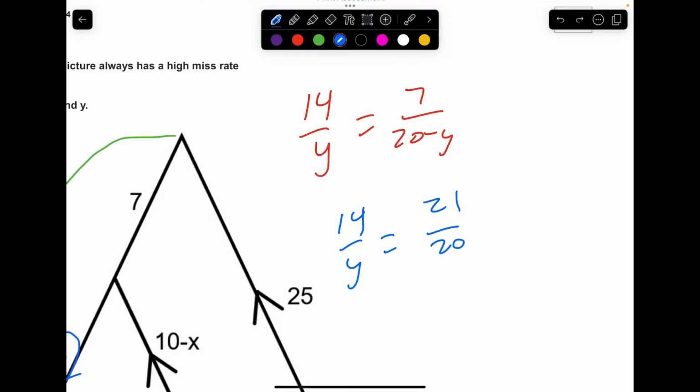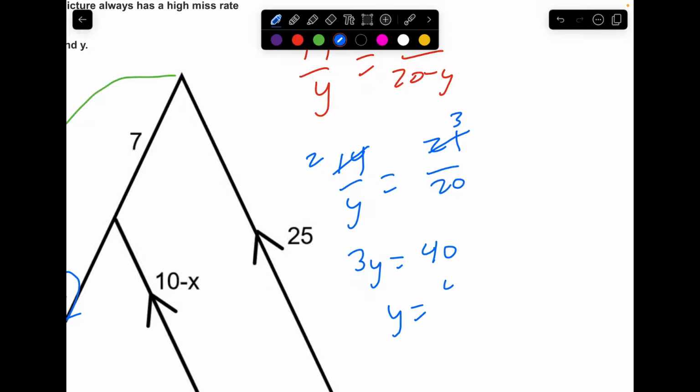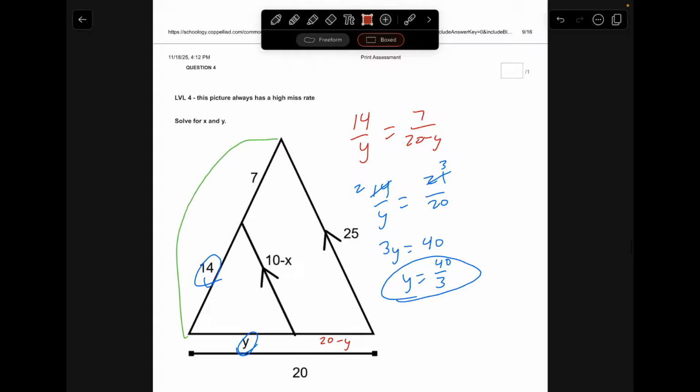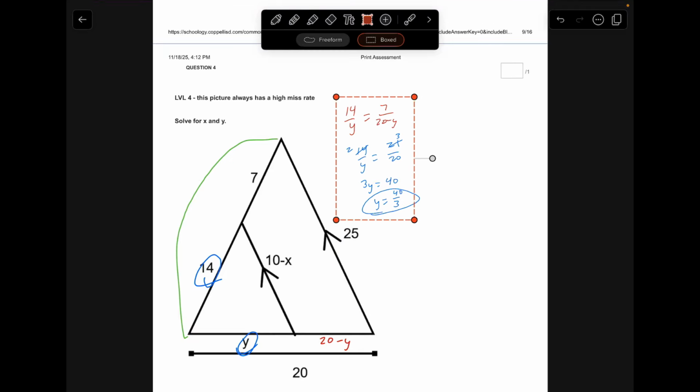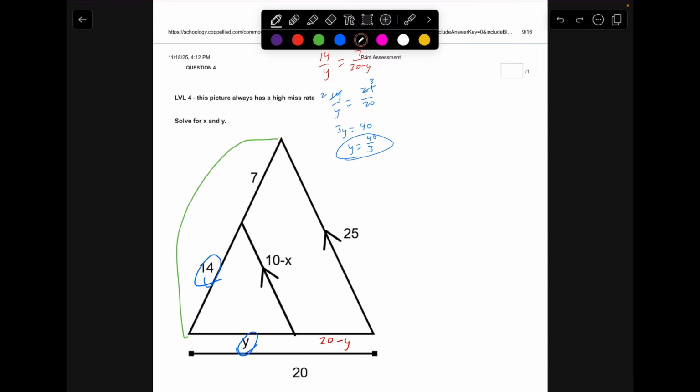So this, let's see, does anything reduce? 7 times 2, 7 times 3. So that's all that reduces there. So we would have 3y equals 40. So y equals 40 thirds. Got it. And then we are trying to solve for x, which is where we get a lot of our mistakes. A lot of our mistakes. Here we go. So we're going to solve for x.